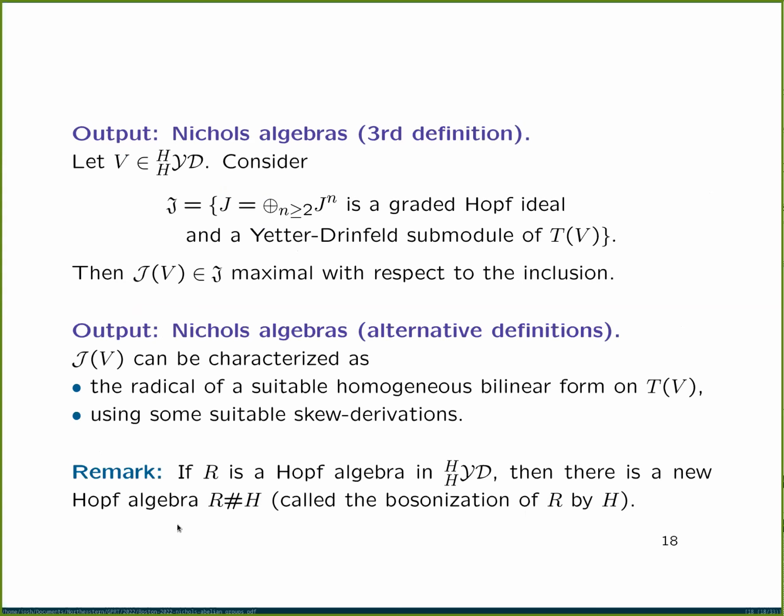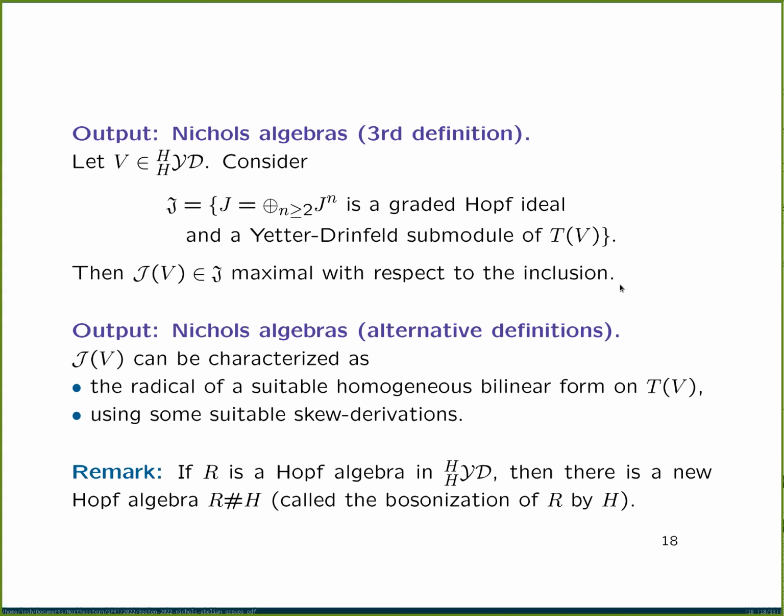Suppose that you have a Yetter-Drinfeld module over H, and consider the class 𝒥 of all J's which are graded Hopf ideals and Yetter-Drinfeld modules of T(V). Then the generating ideal of the Nichols algebra, J(V), is an element of 𝒥 which is maximal with respect to inclusion. This is the definition I gave in the previous slide, turned around in terms of ideals. Now, a thing that I did not write here, but I could have, is the following.